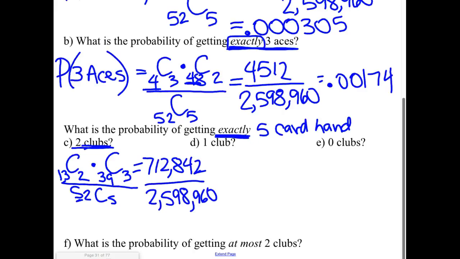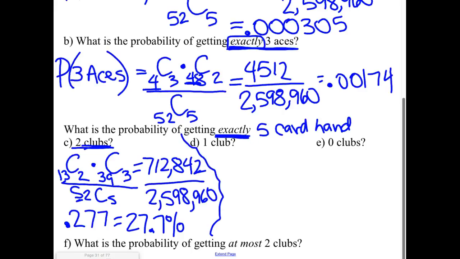Again, I'm going to have you take this one step further. I'm going to have you divide that, and we're going to write this as a decimal for this one. It's going to be a nice one. So we're going to have 0.277, and we are going to turn that into 27.7%. So you have a better probability of having exactly 2 clubs in your hand versus the other 2 problems with exactly 3 aces or 5 ace cards.